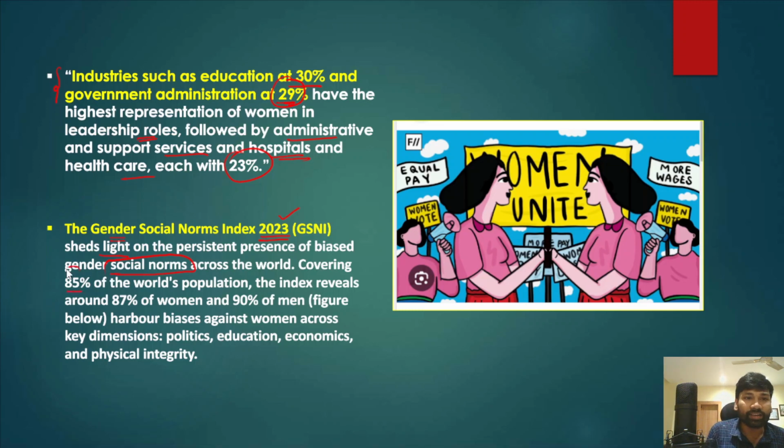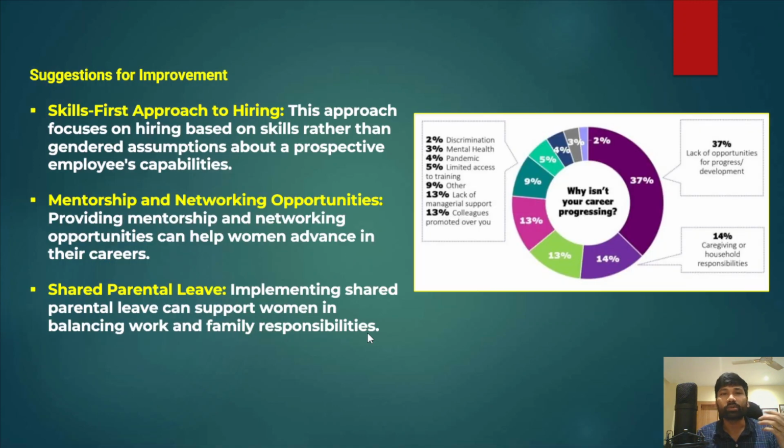So it has covered around 85% of the world's population, and this particular index has revealed that 87% of the women and 90% of the men actually harbor biases against women across different dimensions. Those dimensions include politics, education, economics and physical integrity. In all those dimensions, a majority of the population has biases towards women, and that is actually withholding women's potential. And there are a lot of suggestions for improving women's representation in corporate roles or in higher positions for leadership roles.